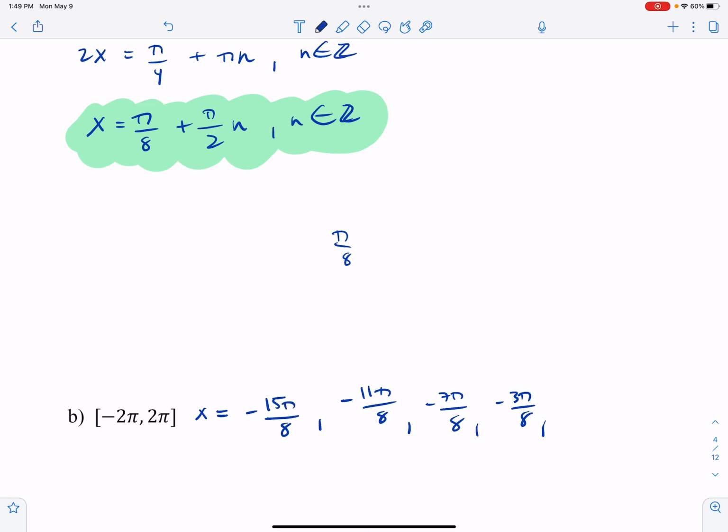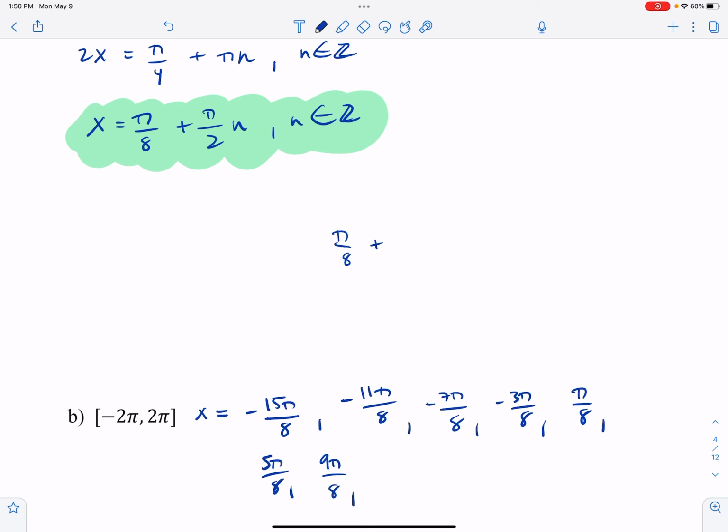And I did minus negative 1. Okay, so 0 would be pi over 8. And then if I let n equal to 1, that would be plus pi over 2, which would be plus 4 pi over 8, which is 5 pi over 8. And then if I let n equal to 2, that would be plus pi, which would be plus 8 pi over 8, or 9 pi over 8.